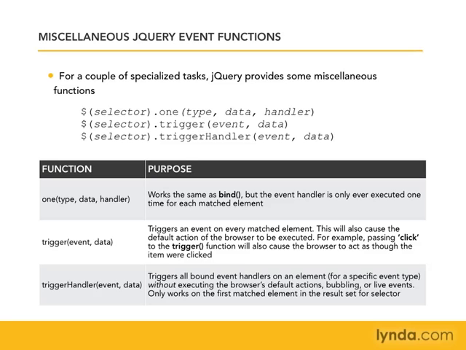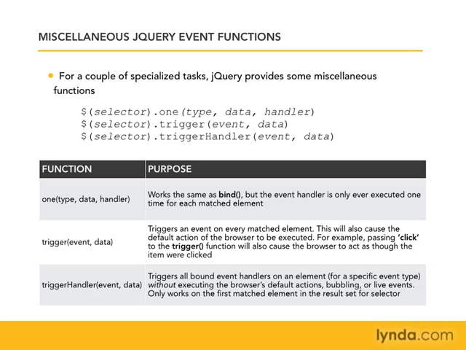So the event will be bound, and then once the event gets triggered, it will not be responded to again. The other two functions, trigger and trigger handler, are ways of essentially triggering events from within code without having to wait for the user. The difference here is that the trigger function will trigger an event on each one of the matched elements that come back from this selector. And it will also cause the browser to act as though the user caused the event to happen. So for example, if you trigger the click event on a link, then not only will the event fire off from within your code, but the browser will act as though the item were clicked on.